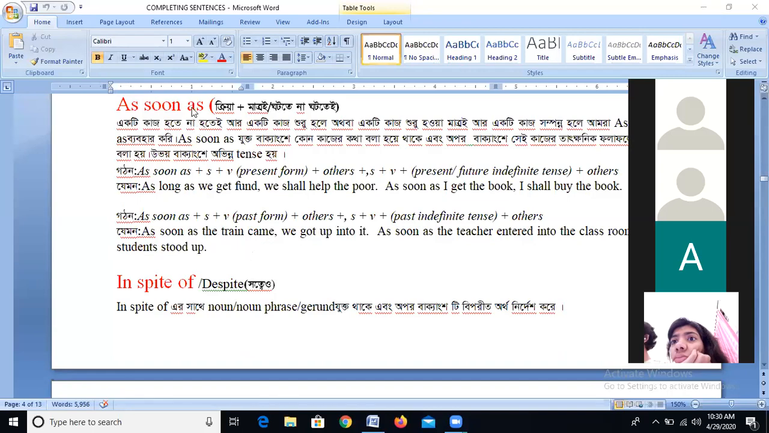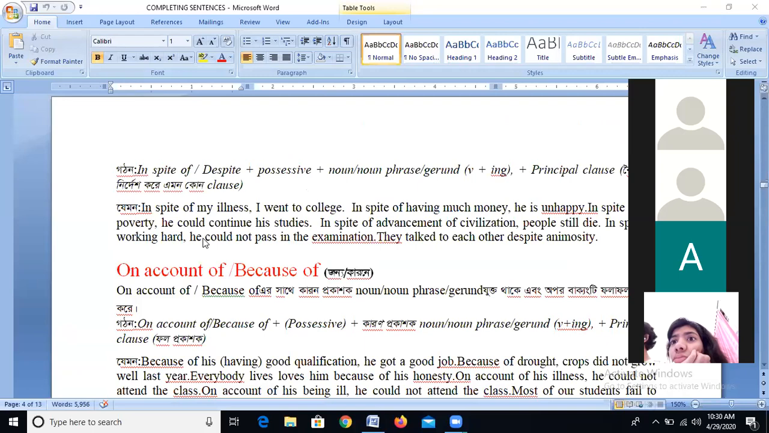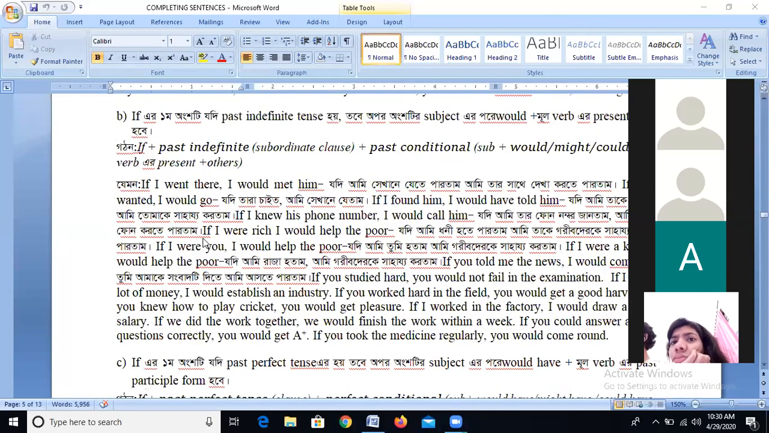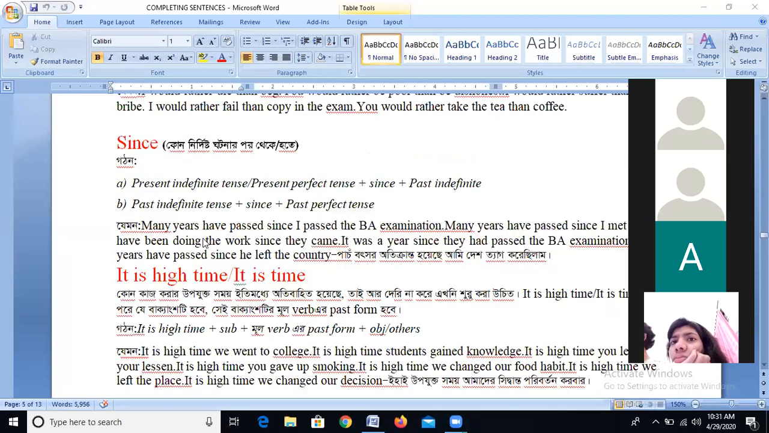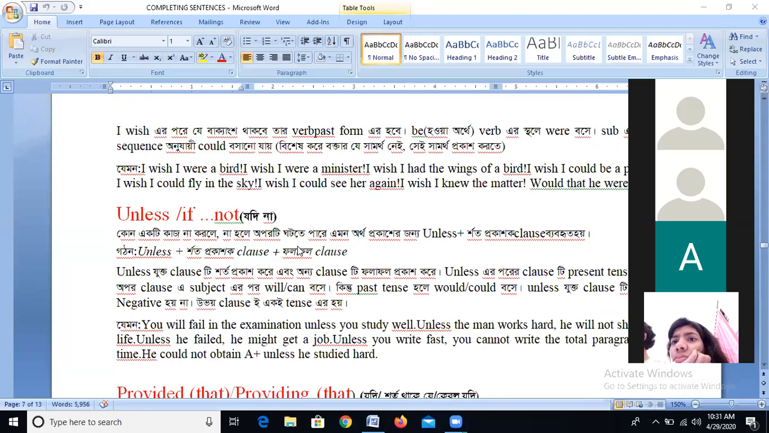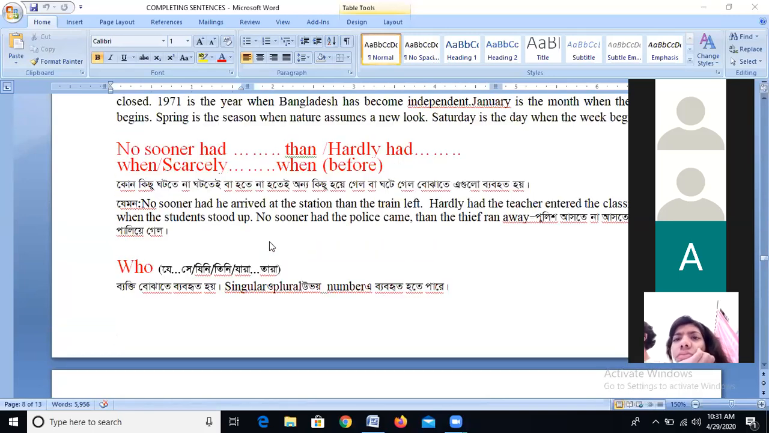So as soon as is the affirmative form of no sooner. You must keep it in mind. And another important thing that you must keep in your mind is that you must maintain the sequence of tenses.